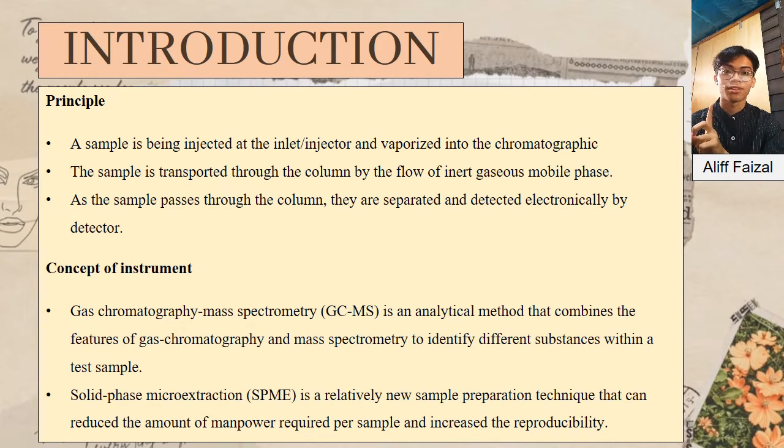The concept of gas chromatography: the gas chromatography mass spectrometry that we use is an analytical method that combines the features of gas chromatography and mass spectrometry to identify different substances within a test sample. We also use solid phase microextraction, a relatively new sample preparation technique that can reduce the manpower required per sample and also increase reproducibility.